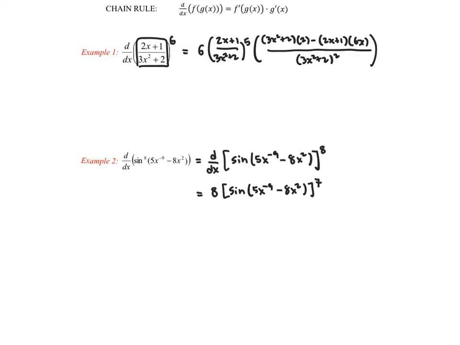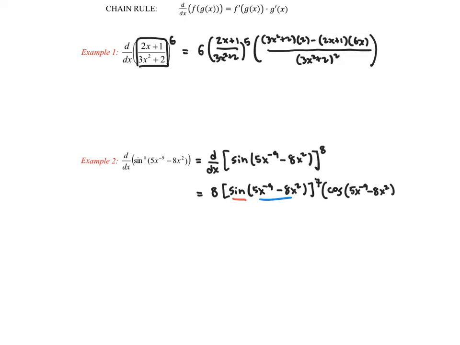Now the next most inner function is sine of, and then the innermost function is 5x to the negative 9th minus 8x squared. Okay, so then I'm going to multiply by the derivative of sine, which is cosine, leaving the innermost function alone.